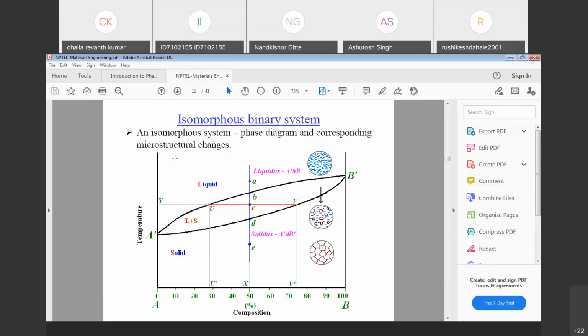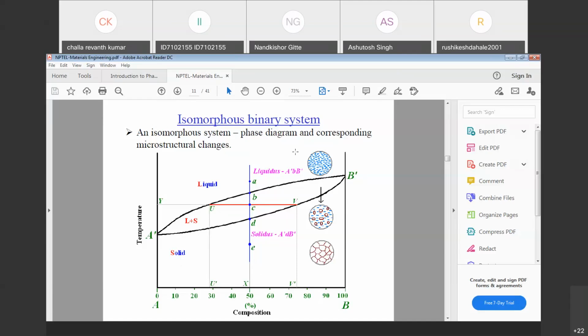And again, if you reduce the temperature slowly, from liquid form it will again come to the liquid plus solid state, because after some point it will solidify, but at that moment all the material will not solidify at that very instant. Some liquid part will be there. In this phase the material may be liquid or solid, but below this line it will again form the solid state.